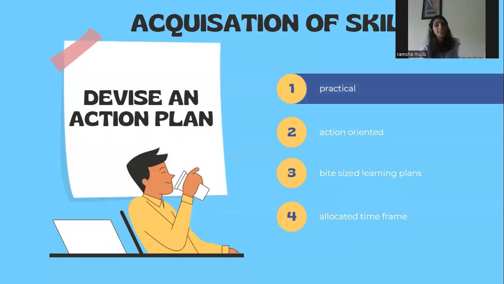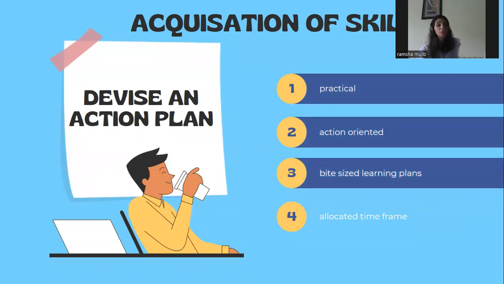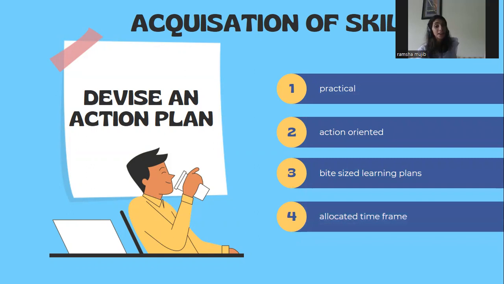Now, once you've sorted the skills and the techniques you as a teacher need, then you need to go ahead with devising an action plan. You need to make sure that whatever skills or techniques you've identified that you as a teacher would need to learn or go ahead with, you ensure that whatever you've listed down, your plan is practical, it's action-oriented, it's bite-sized, and allocated time.